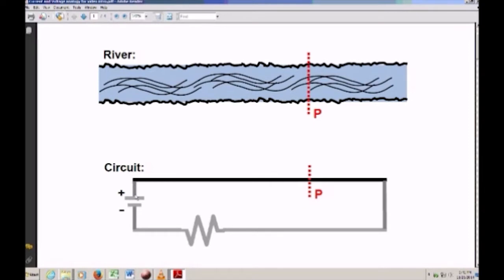Now, current is considered to go from the positive terminal, so from the fountain, around to the negative terminal. That's called the traditional direction of current flow. The reason why we make that distinction is that historically they at first assumed that the charge carriers were positively charged. We now know that electrons have a negative charge. So the electrons actually go from the negative end to the positive end, but the current direction that you draw should be from the positive end around to the negative end.